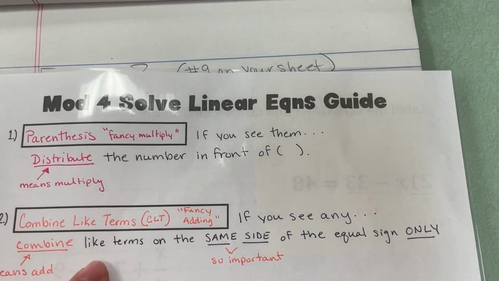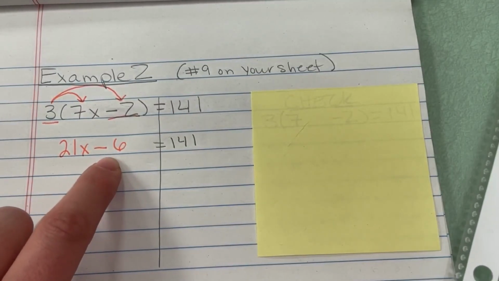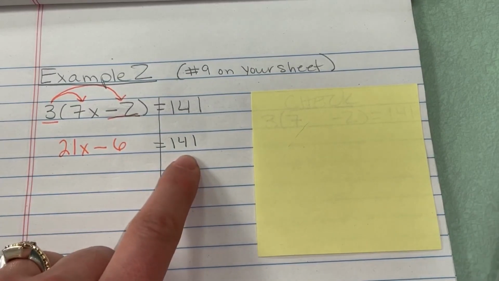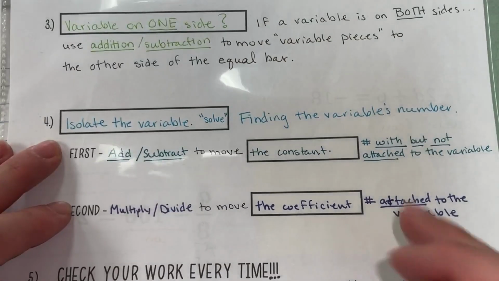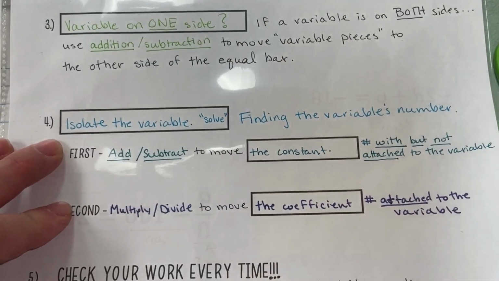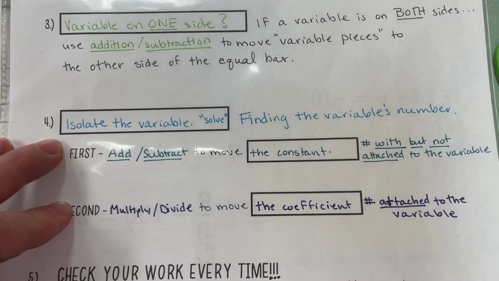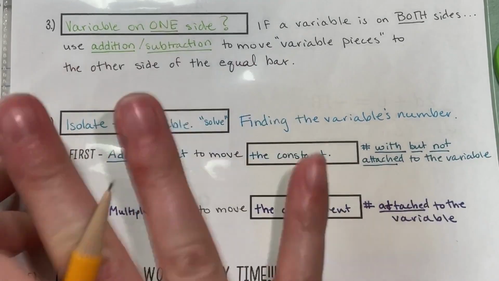Now I have to check, do I have like terms? Well, 21x minus 6, those are not like terms, and then this 141's by itself. So there are no like terms. The variable is only on one side, so now it's time to isolate. So first we're going to move our constant, then our coefficient. I am not going to label these anymore. You just got to know. We'll talk about them, but we're not going to label them.